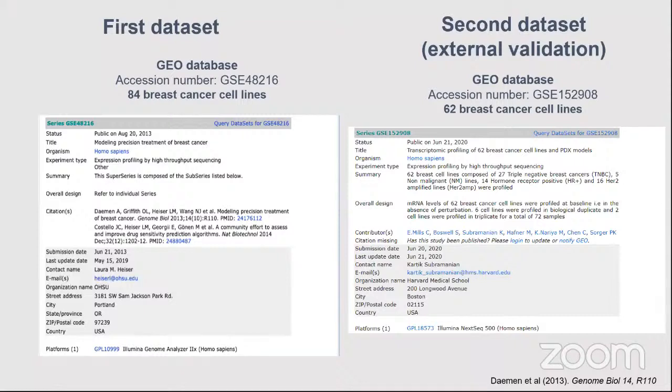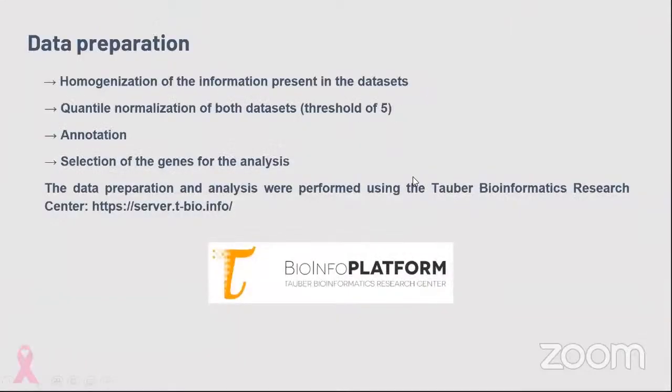And the two datasets that I used in this project: the first one is based on the article of modeling precision treatment of breast cancer, and the second one is a recent dataset that was used for the external validation, and it was from a professor from Harvard Medical School. Here are the accession numbers. And for the preparation, the first step was to homogenize the information present in the datasets. I employed a quantile normalization with a threshold of 5.